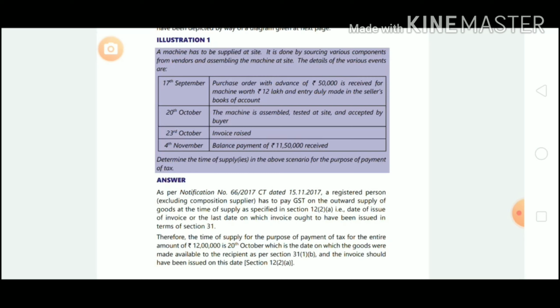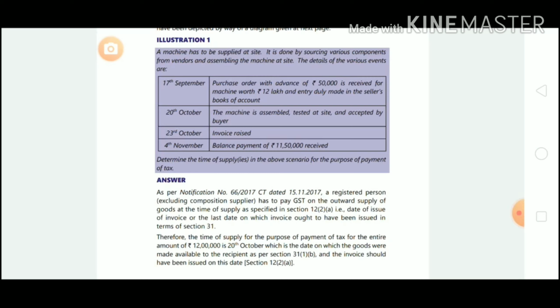In other cases, it was before or at the time of delivery of goods. So on 20th October, what is given? The machine is assembled, tested at site and accepted by the buyer. So we can see that in this case delivery was made on 20th October, so that was the due date for issue of invoice. The invoice was supposed to be issued by 20th October, but it was issued after the due date, on 23rd October.